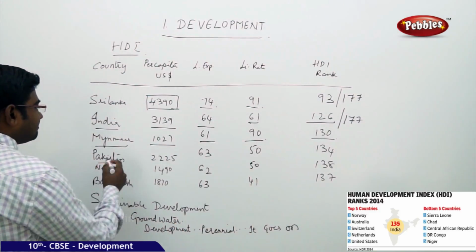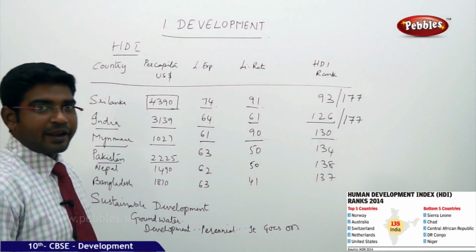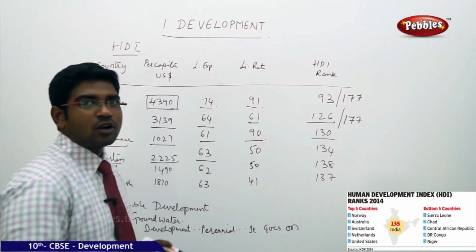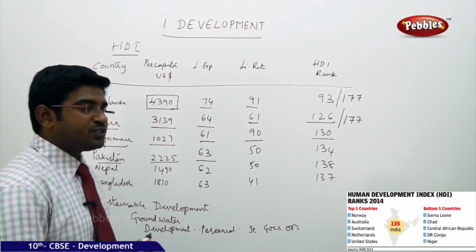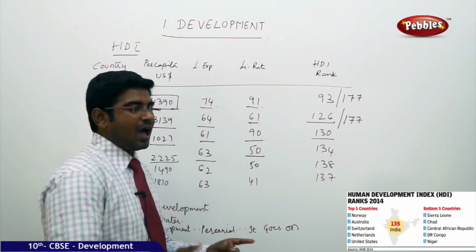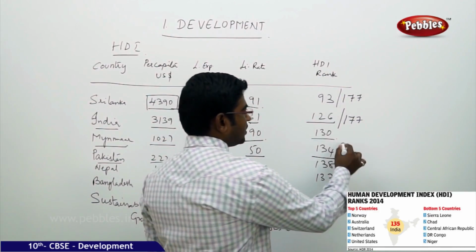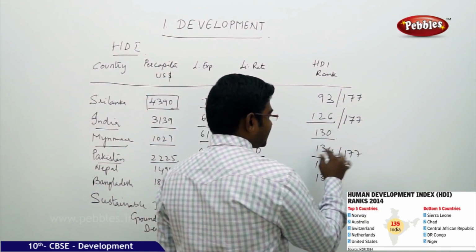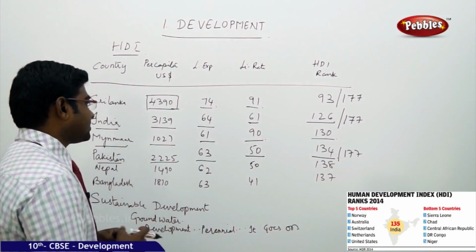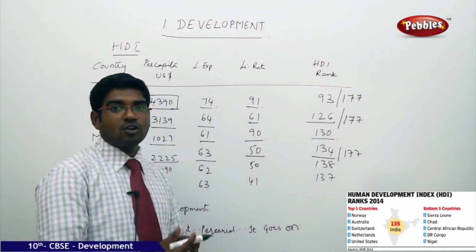Moving to Pakistan. In Pakistan, the income is 2,225 per head, and their life expectancy is just 1 year shorter than India, that is 63, whereas the literacy rate is very low, 50%, half, and the ranking is 134 out of 177. Just 7 countries' difference in ranking is there between India and Pakistan. Well, Pakistan is far below even Myanmar.